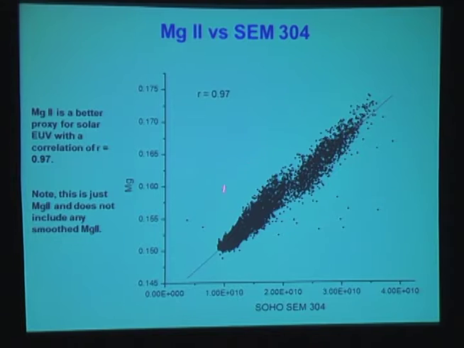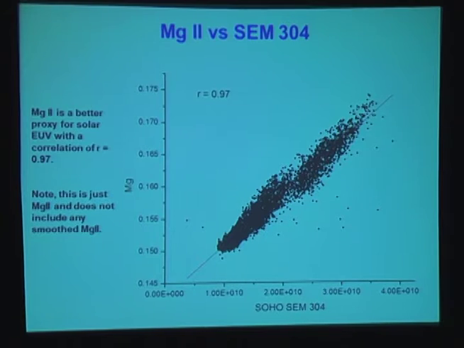This is now the magnesium. This is one that I work on, so I'm taking this opportunity to advertise what I work on. This actually works very well. It doesn't flatten out at the bottom. It's a little tighter, a little higher correlation coefficient. But again, there's quite a bit of scatter.